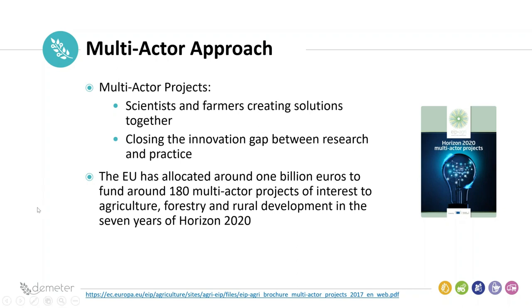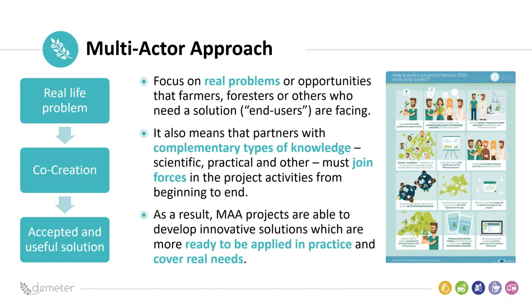In the past, the EU has allocated quite a lot of money to fund multi-actor approach projects. About 1 billion euros have been allocated for that, and more than 180 multi-actor approach projects have been funded in the past. There is a quite nice brochure describing the core idea of multi-actor approach projects. You see the one on the right-hand side, and there's also the link inside the slide. So whenever you're interested in multi-actor approach projects, it is a good hint to have a look into the brochure that is offered by the EIP Agri.